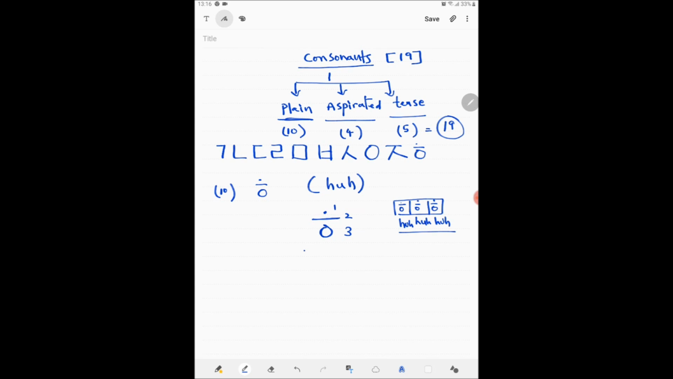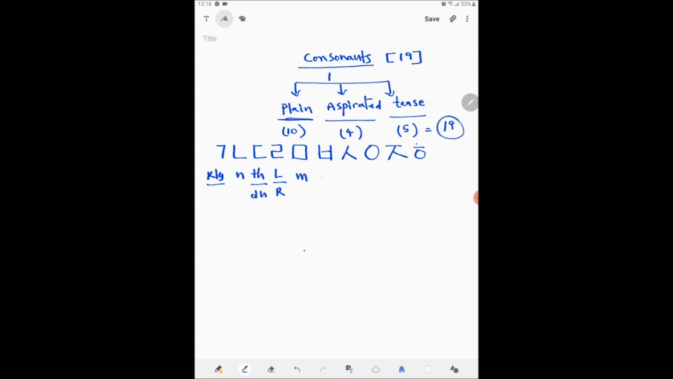So these are 10 plain consonants. Let me read this together once so that you will understand the sound difference. K or G, N, T or D, L or R, M, P or B, S, Ng, Ch or J, and H. So these are plain consonants. Now we see aspirated consonants.